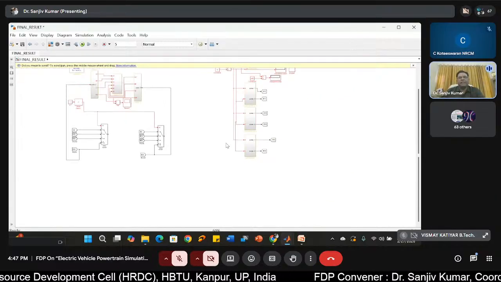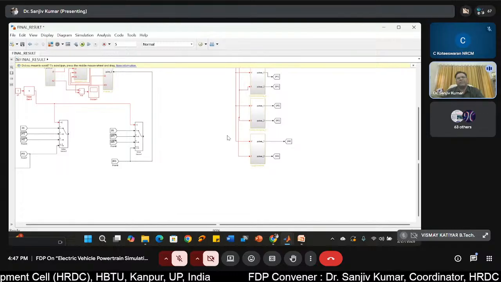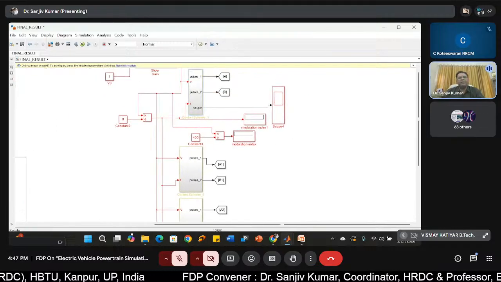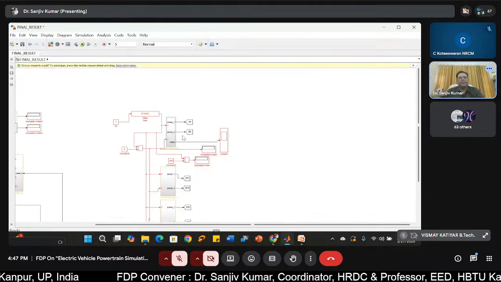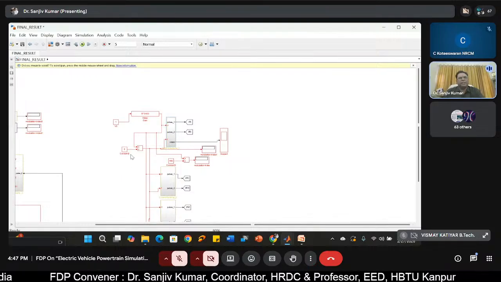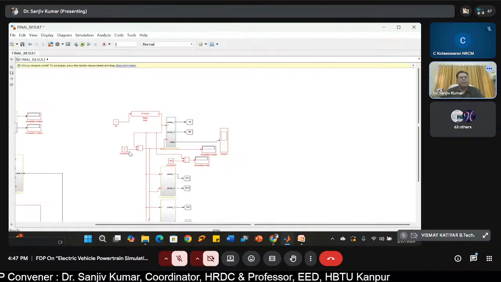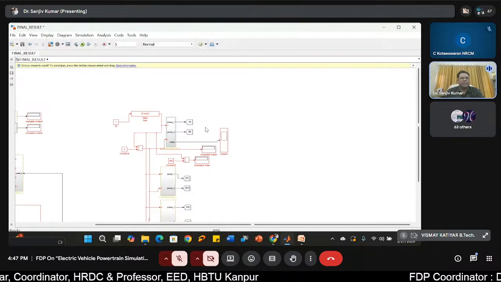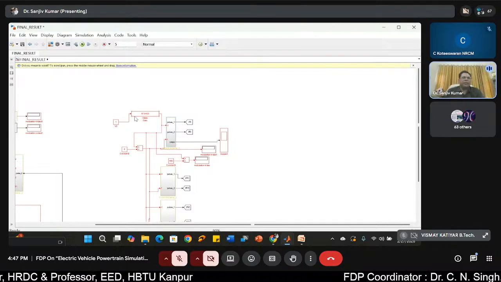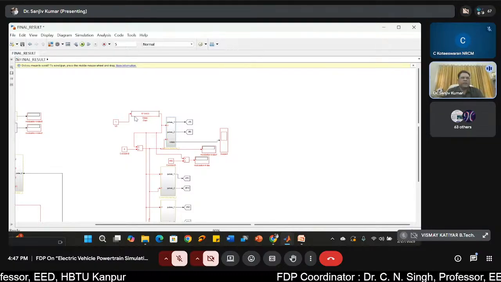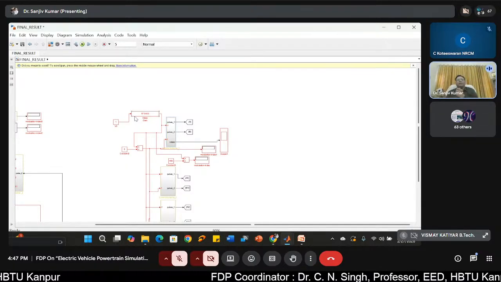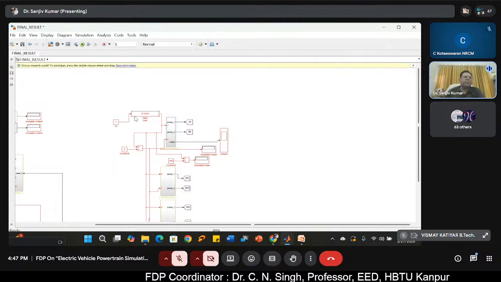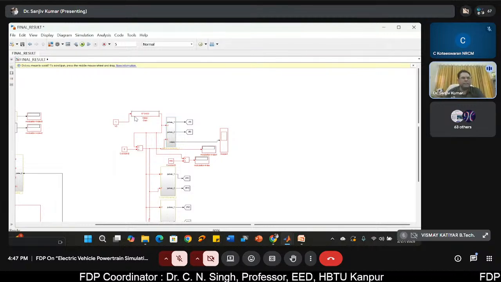And to select this, no need to make 4 simulation. What I did, I simply developed 4 control scheme here using the same voltage. This slider gain, I'll tell you for what purpose this slider gain is used. See, we are operating this motor in the V by F mode. That means the ratio of voltage to frequency has to be constant.